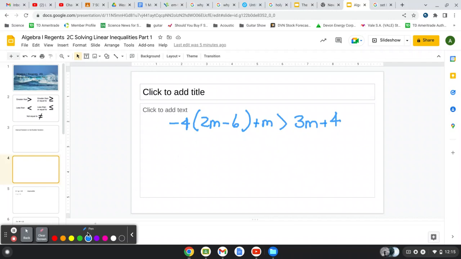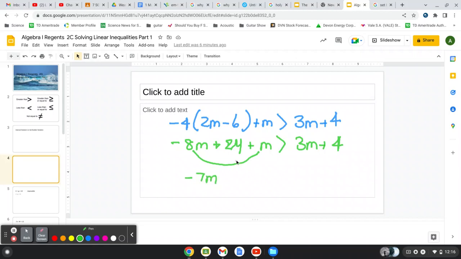So again, we have to distribute. So we'll distribute the 4. So now we're going to get negative 8m plus 24. Right? Be careful. It's negative times a negative is positive. Plus m is greater than 3m plus 4. Make sure you clear this out. We have a negative 8m and we have an m. So that's going to give us negative 7m.